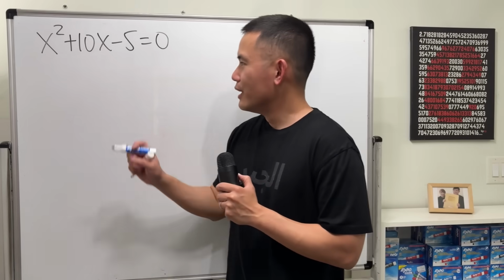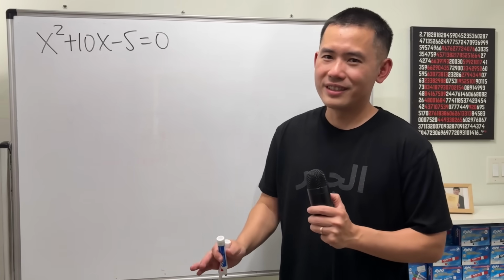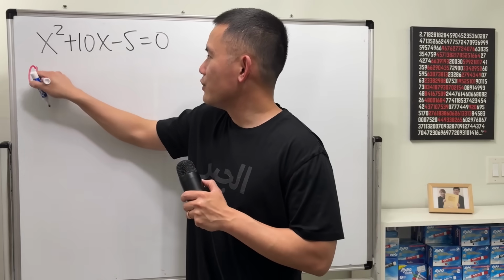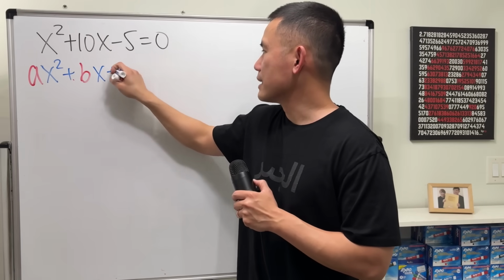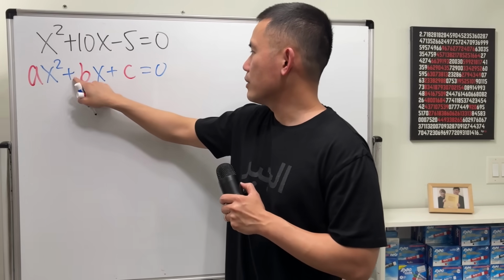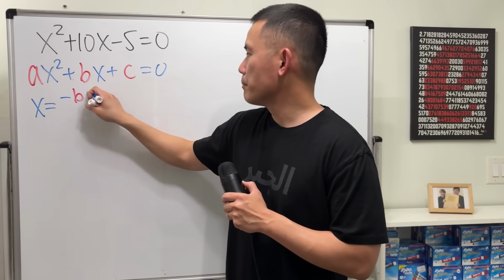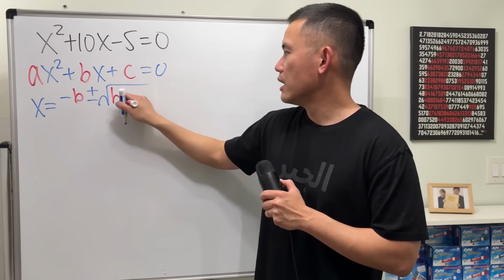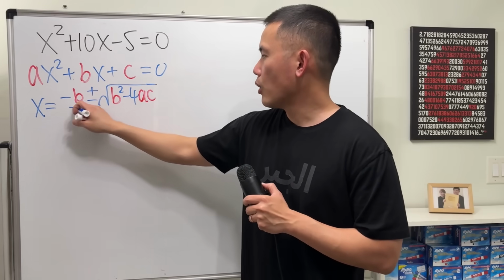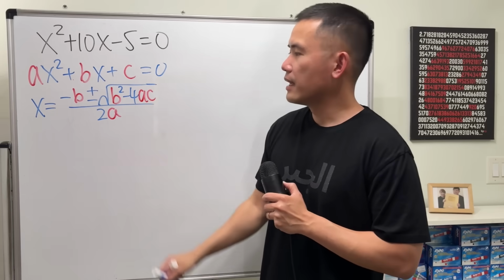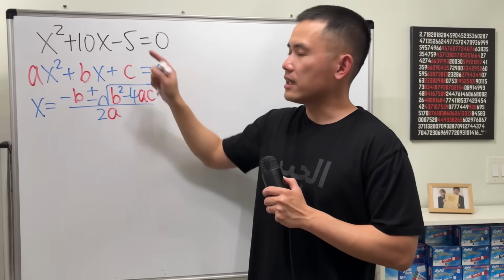Have a look. First, you have to remember the quadratic formula. That takes some time, that takes some work, alright? So if you have ax squared plus bx plus c equals 0, then the quadratic formula says x is equal to negative b plus or minus square root of b squared minus 4ac, all over 2a. In this case, a is 1, b is 10, and c is negative 5.